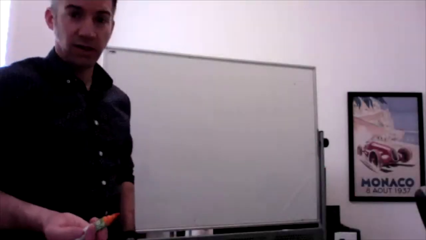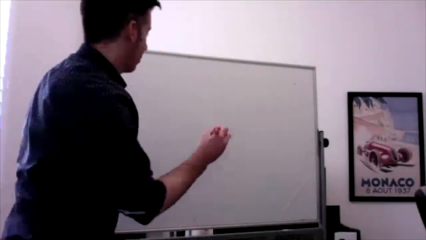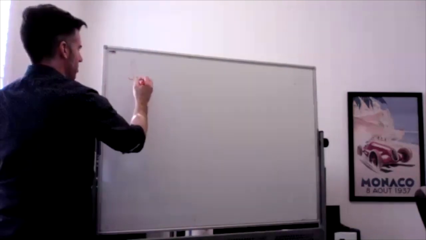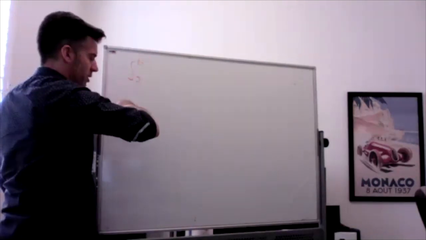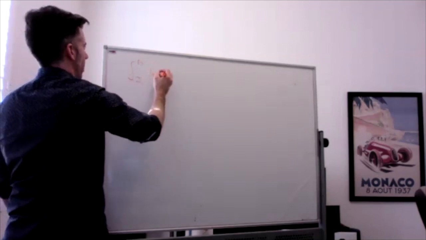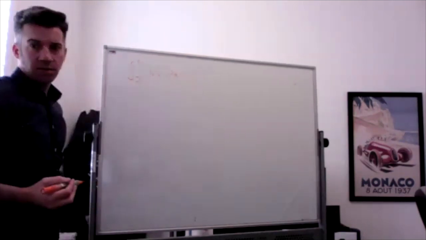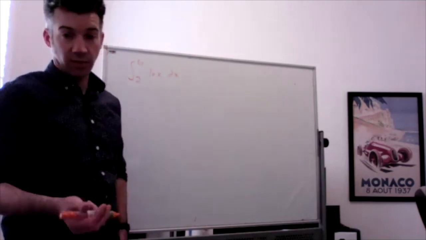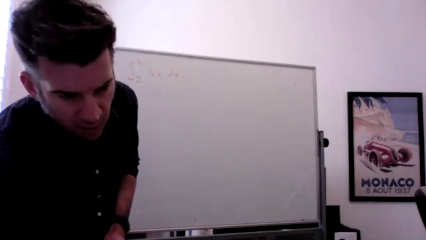Before we start approximating things, let's look at an exact thing. So let's evaluate the integral from 2 to 6 of the natural log of x. Okay, well, that's an integration by parts problem.